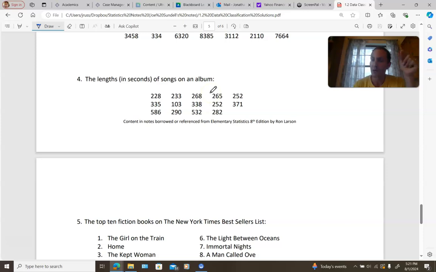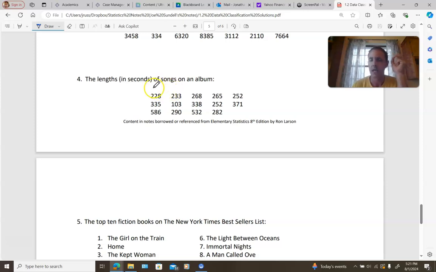But I think we can go beyond that. I think we can say that this is at the ratio level of measurement. Because if we had, well, I don't know if we'll find one that's exactly double, but you could. So this 228, if you double that, you would get 556. So if there was a song that was 556 seconds long, then you could say that that song was twice as long as this other song. So that means we can express these data entries as ratios.